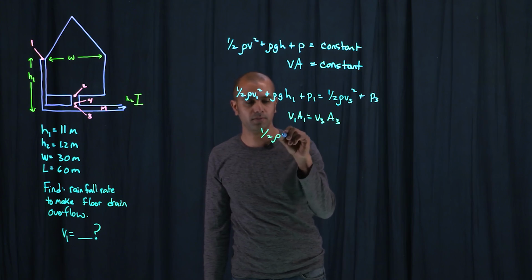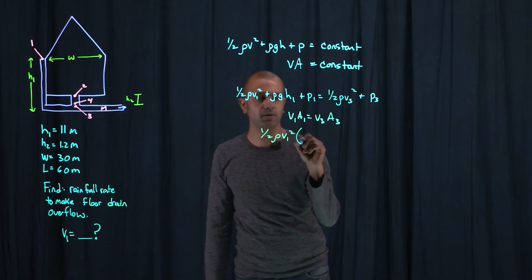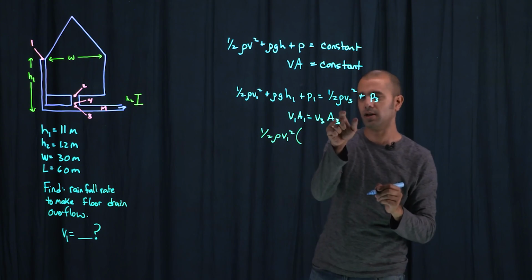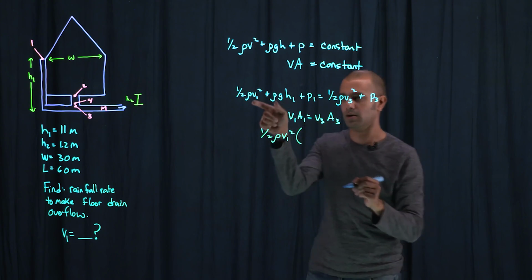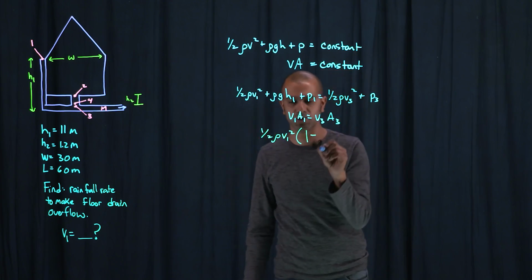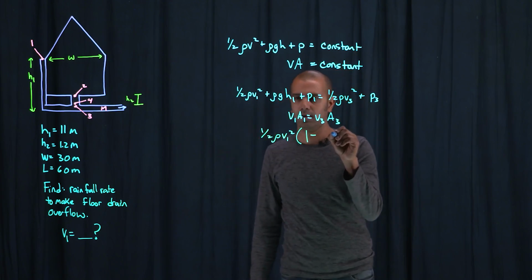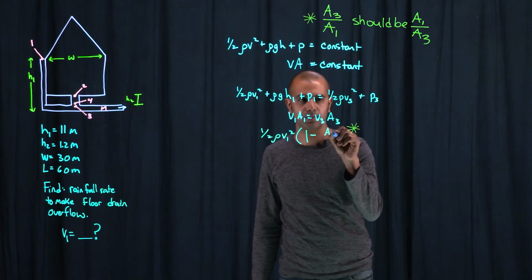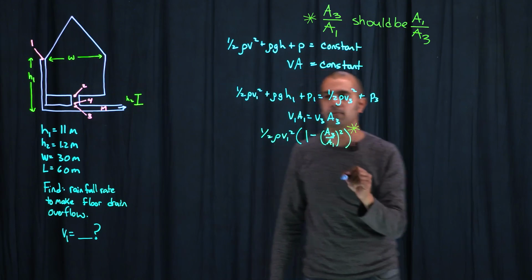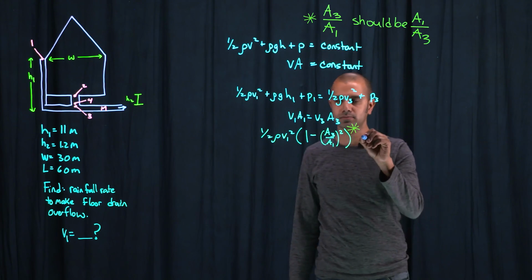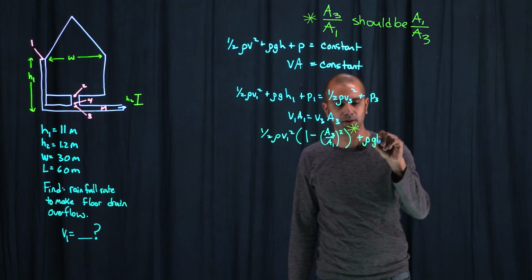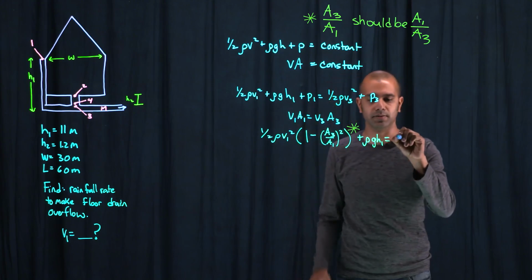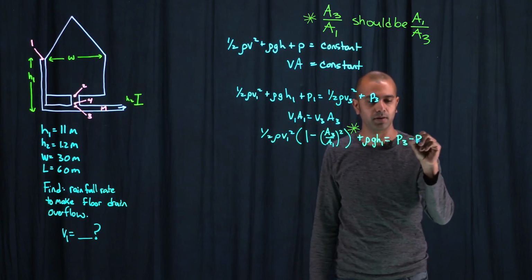1/2 rho v1 squared. So as this plugs in here, I'm going to get a fraction squared. I'm going to move it over here. So I'm doing this all in one step, but you can just check it on your own if you'd like. A3 over A1 squared plus rho g h1, and then these P1s and P3s I'm going to put on the right side.